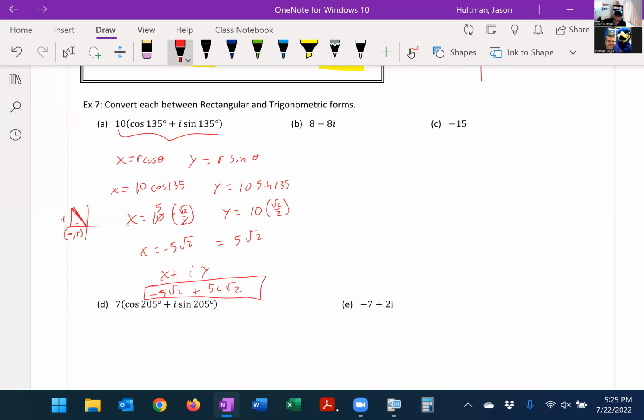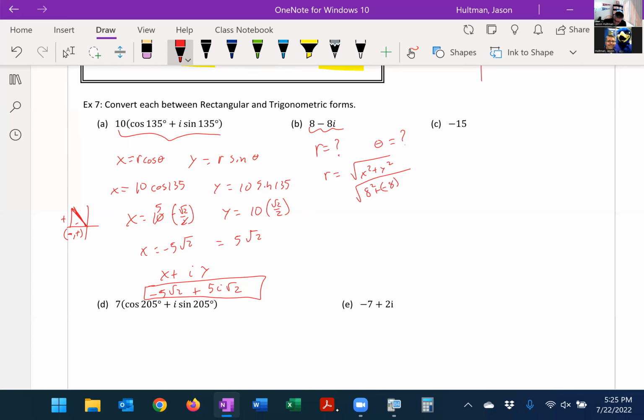8 minus 8i. This is written in rectangular form, and we want it in polar or trigonometric form. So we need to find a couple of things. We need to find out what r is, and what theta is. So r in this case is going to be the square root of x squared plus y squared. Now what is x and y here? Well, x is 8, and y is negative 8.